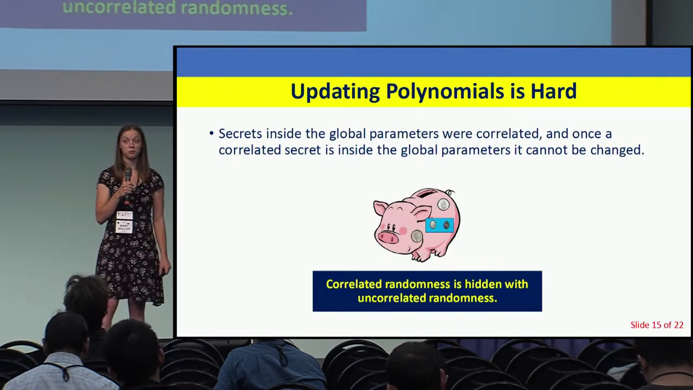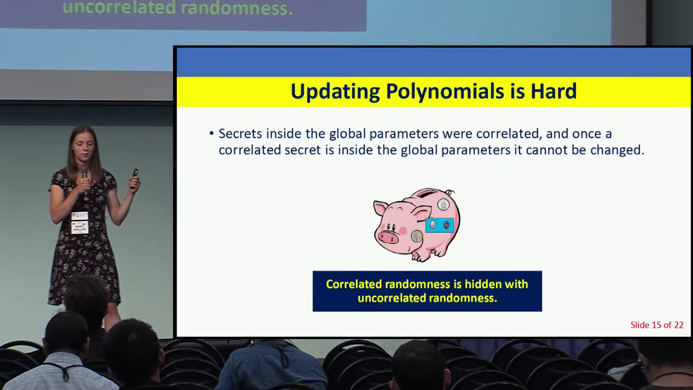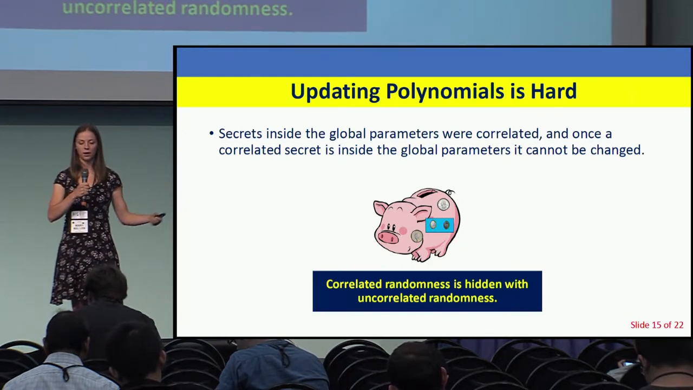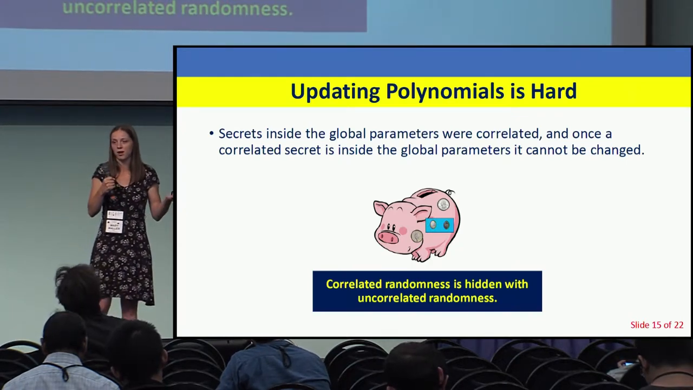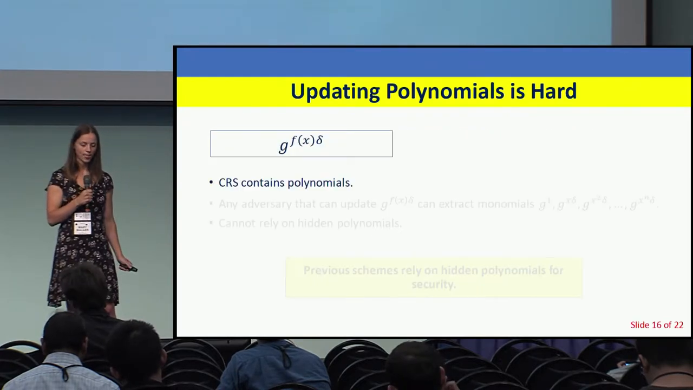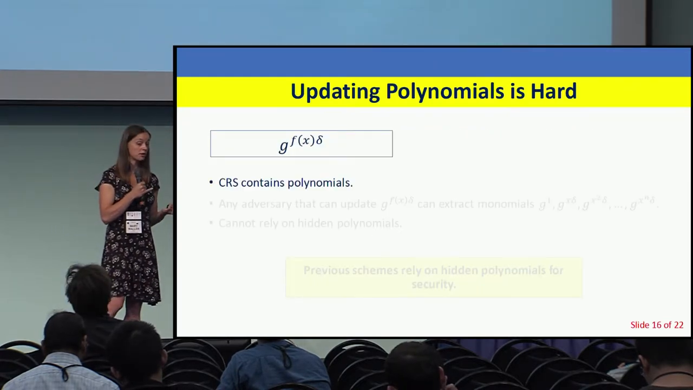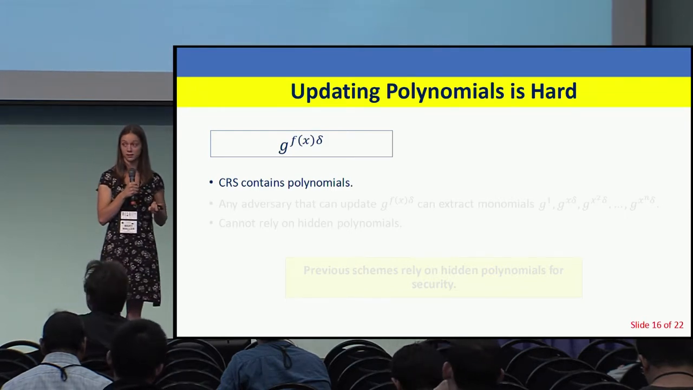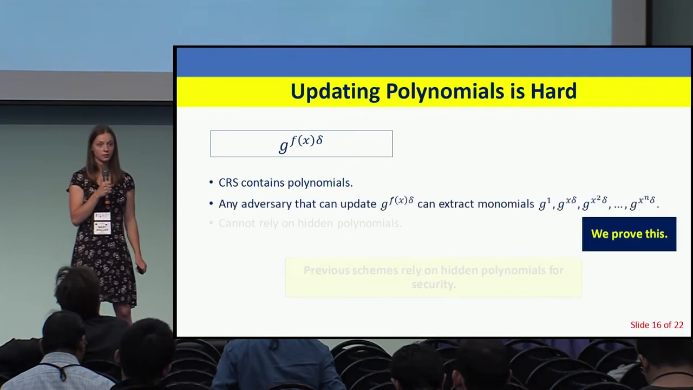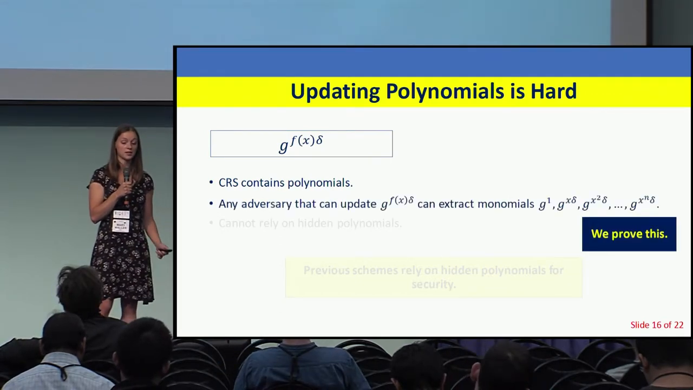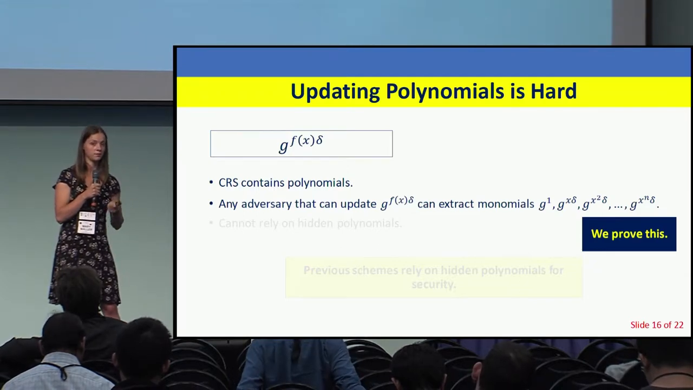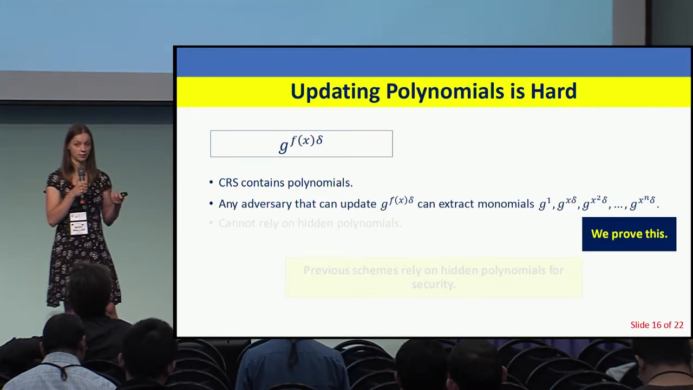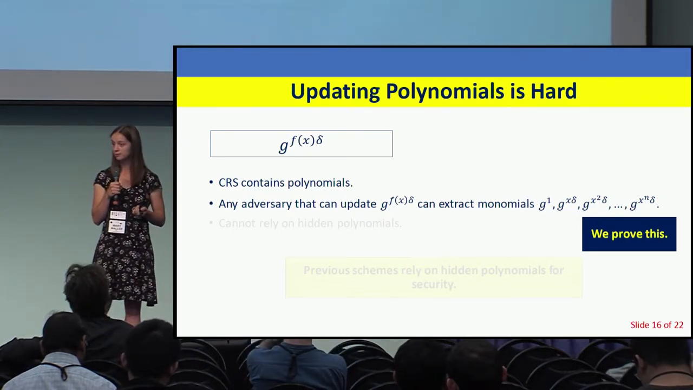And updating polynomials is really hard because you have two things which are correlated, and if you then want to take them apart and update them, you don't have the original secrets to do this. That's the whole point of updatability. And by hard, we don't just mean that we can't think of a way to do it. We mean it is hard. So for example, suppose you have g to the power of f of x times delta. Any adversary which is able to update this is able to extract the monomials g to the delta, g to the x delta, g to the x squared delta, et cetera, every single monomial that was used to calculate f of x. And this is something we prove in the paper.